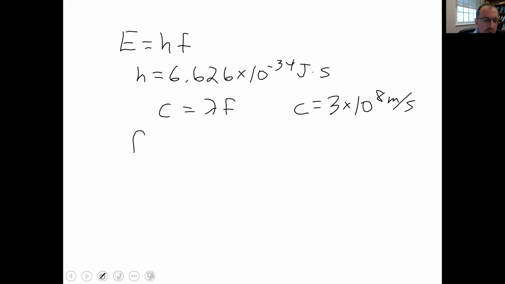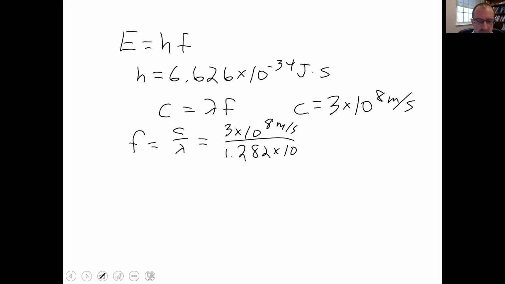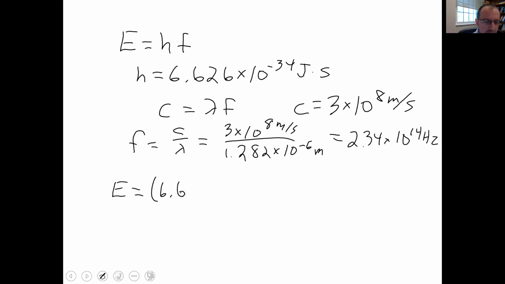All right, so we could figure out the frequency here if we divided the speed of light by the wavelength. 3 times 10 to the 8th meters per second, and our wavelength was 1.282 times 10 to the -6 meters. And when we work that out, we get a frequency of 2.34 times 10 to the 14 hertz. Okay. And now we could calculate the energy of our light that's emitted.